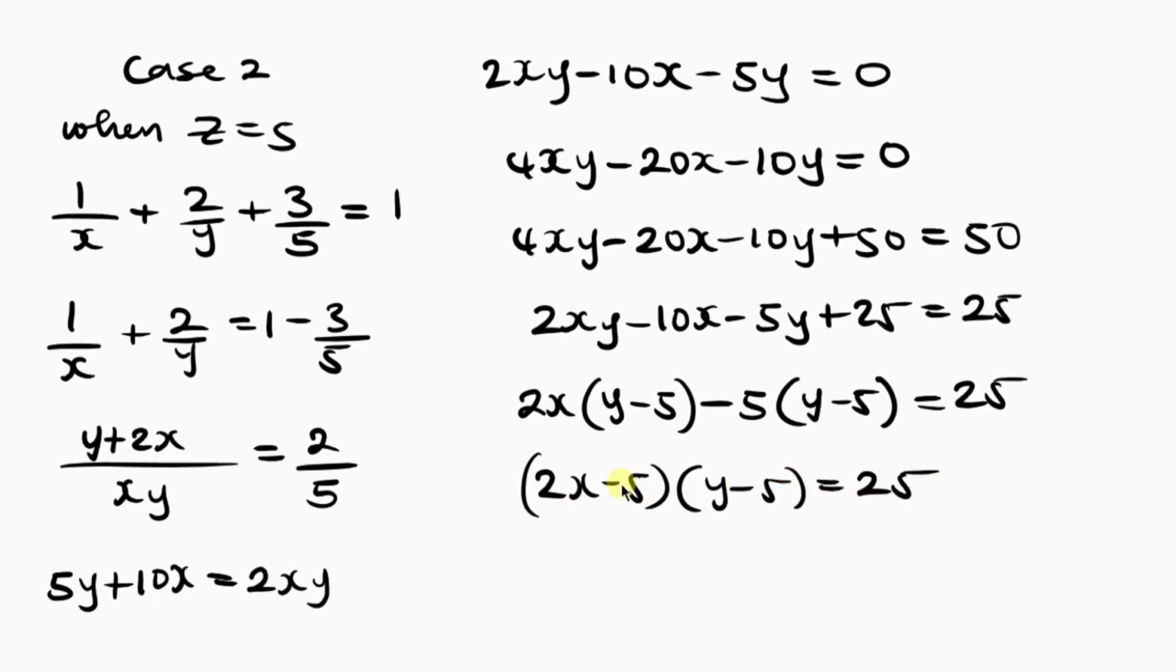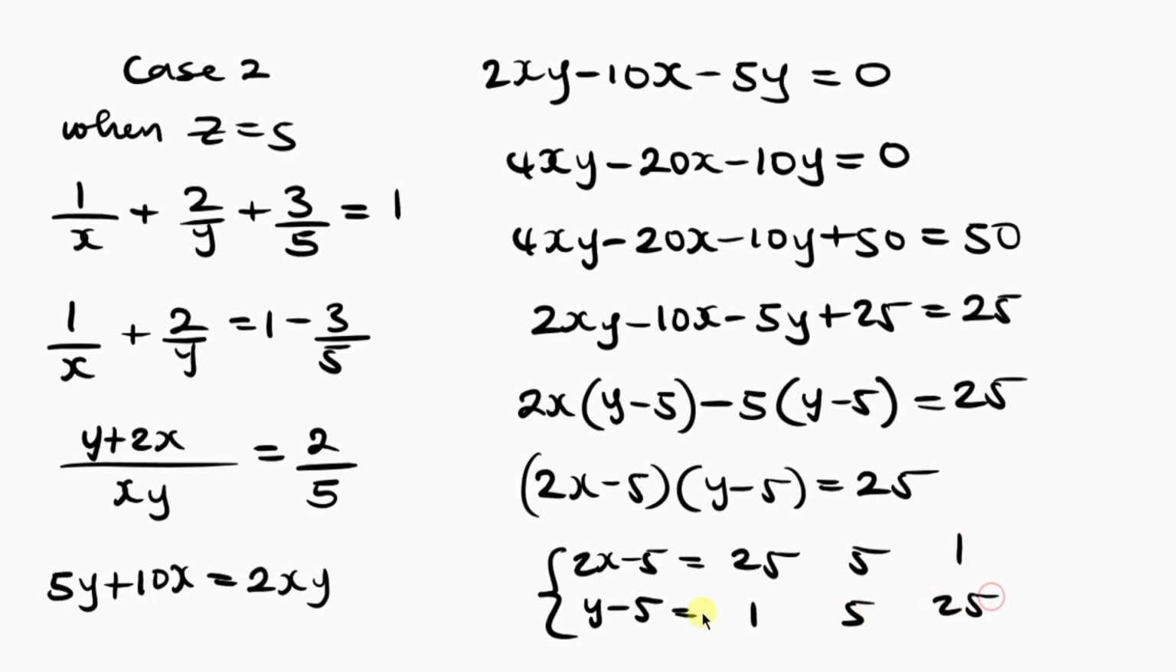So let's bring out these two expressions. So we have 2x minus 5 and y minus 5. So what are the factors of 25? I'm going to start with the largest. So this is 25, 5, and 1. So 25 times 1 is going to give me 25. 5 times 5 is going to give me 25. And 1 times 25 is going to give me 25. So these are the factors of 25.